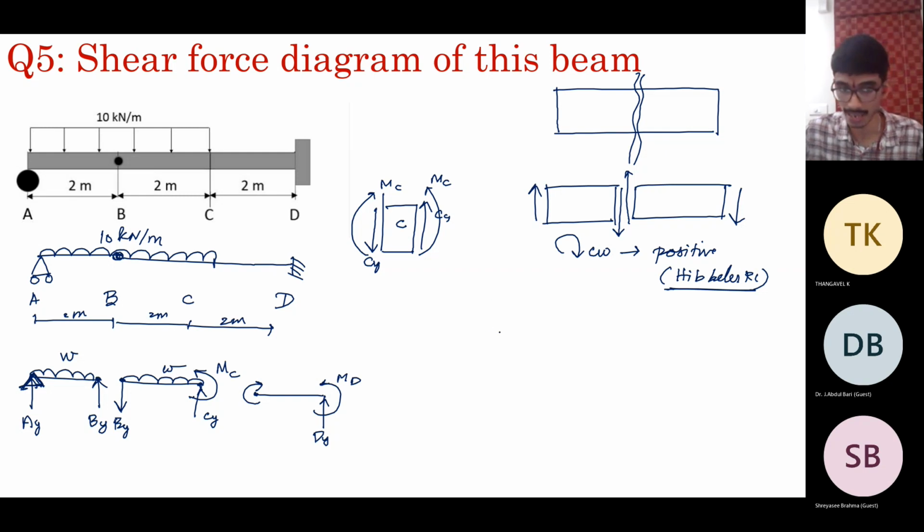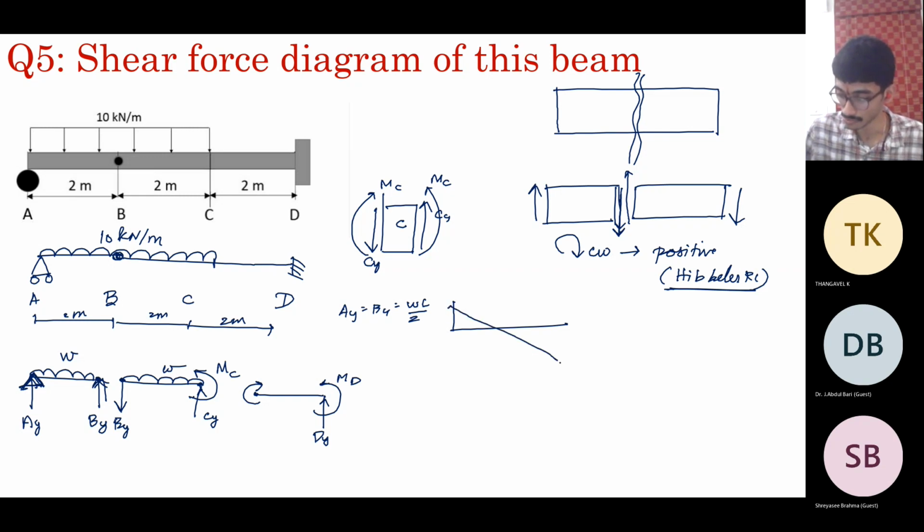So for the segment AB, you have positive Ay, which is equal to WL by 2. The total force is WL. Left and right will have equal and opposite, so Ay is equal to By is equal to WL by 2. Simple. But note that By acts in a direction opposite to our assumed sign convention. On the right side, if the shear force is acting downwards, it is positive, but it's acting upwards. So WL by 2, which is 10 into 2 by 2, is 10 kilonewtons. So this is the segment AB.